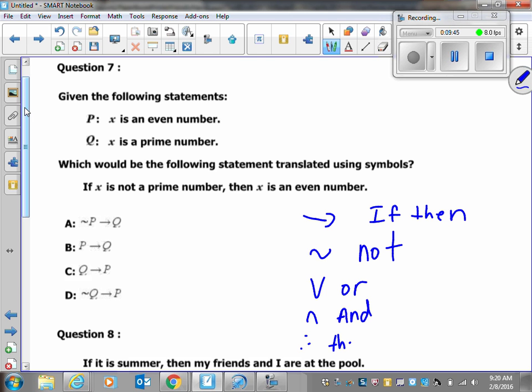So, I just wanted to refresh your mind on this one. If X is not a prime number, so this is P, they added not, then they have to use the arrow, X is even numbers. So no, sorry. If X is not prime numbers, what do they use? So they use Q first, right? Q was here, but they added the not. Then X is even number. The P left it as it is. So pick which one is going to be the right answer.